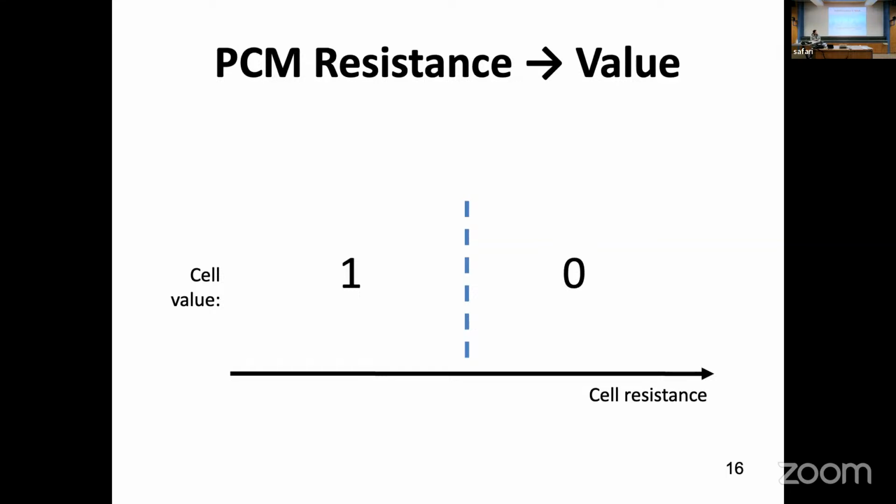And okay, here is a more detailed example of how we use the PCM cell. Here is the cell resistance. As I mentioned, it's a very large range, and you have a reference for the resistance.